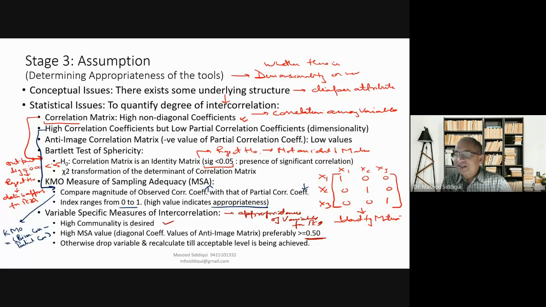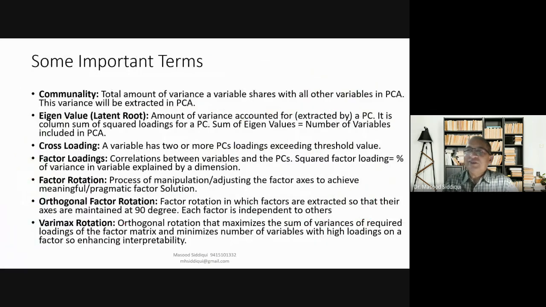So high communality is desired. And here I have used the definition: total amount of the variance a variable shares with other variables. So up to this part, we are discussing the appropriateness of data for the principal component analysis. This is the first part.